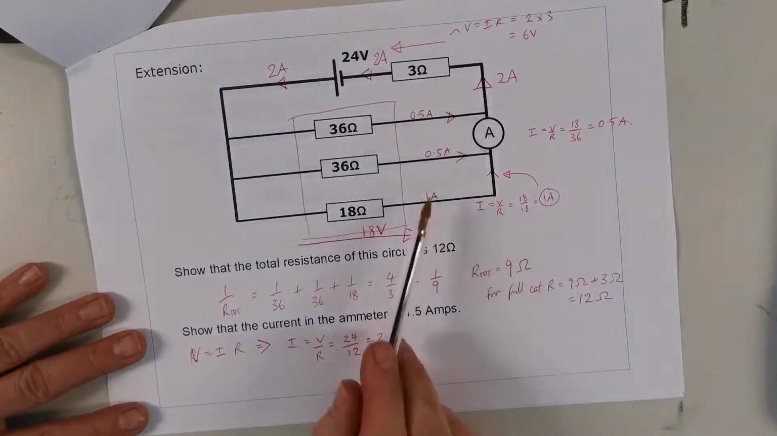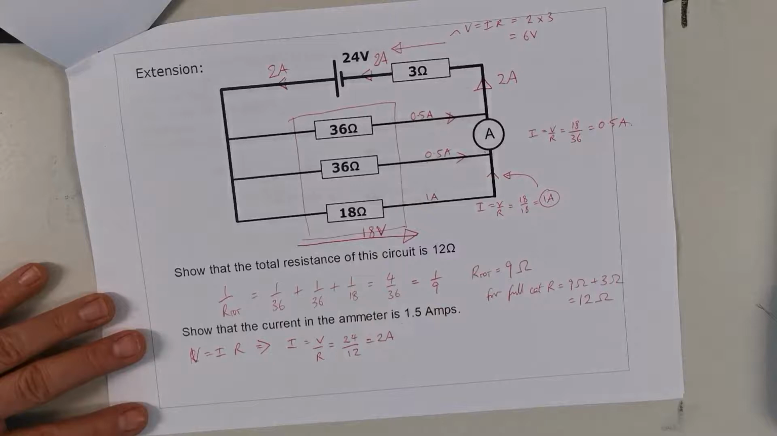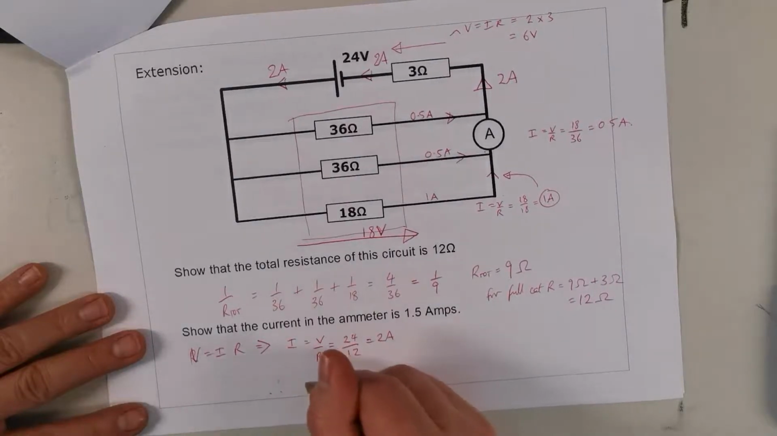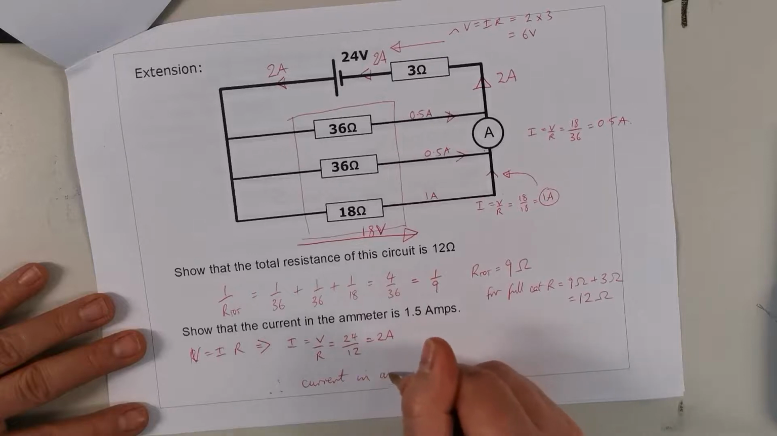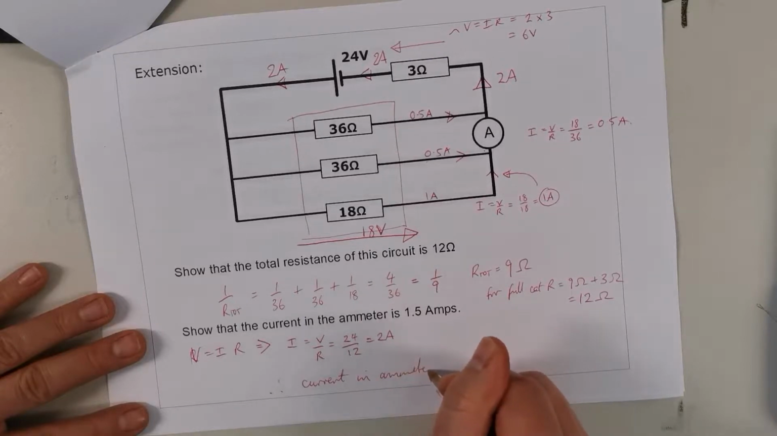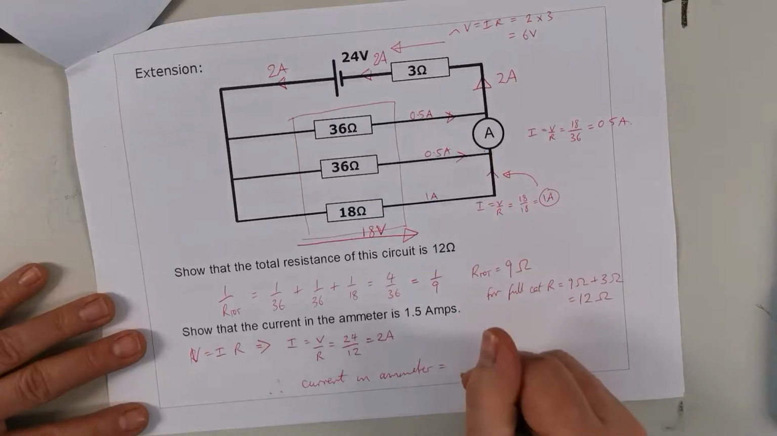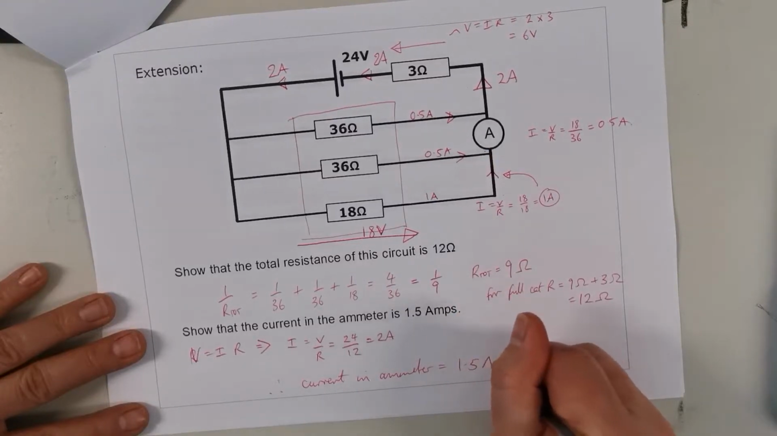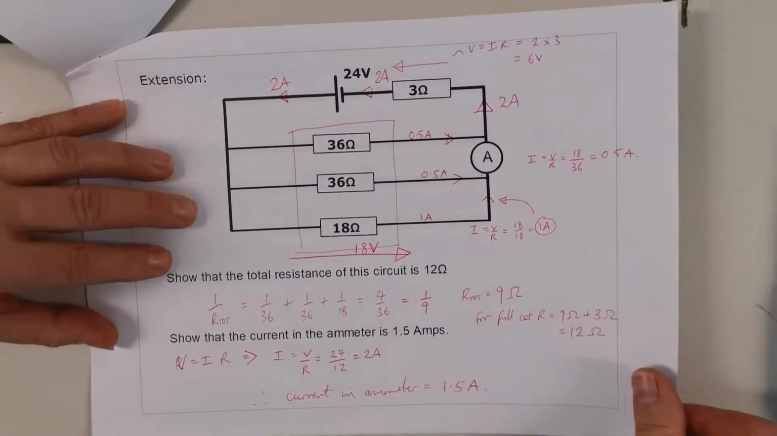So what do we see? 1 amp plus a half gives us our 2 amps. Therefore, current in ammeter equals these two, because these are the two that are going to feed into that, which is 1.5 amps.